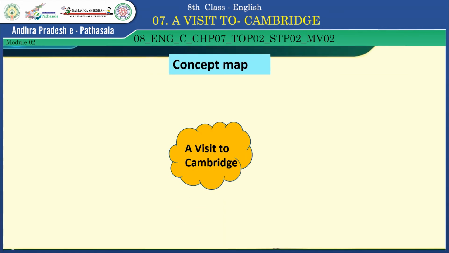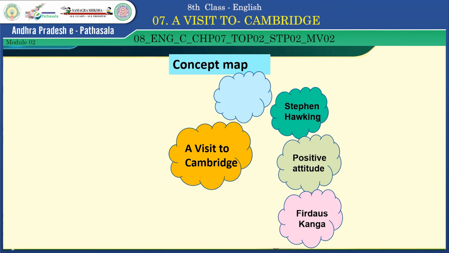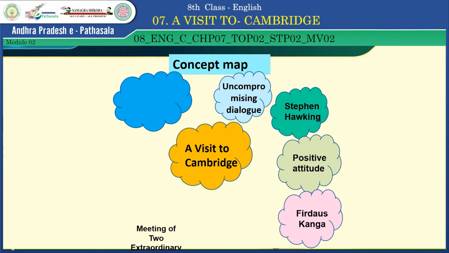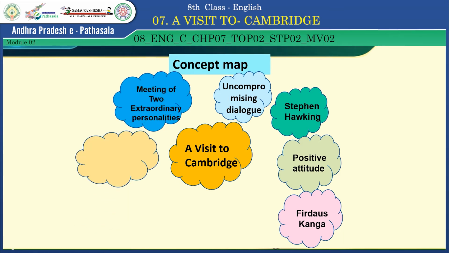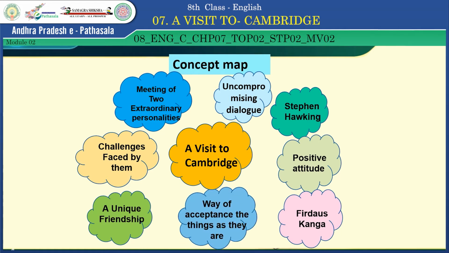A Visit to Cambridge comprises Stephen Hawking, Firdaus Kanga, positive attitude, uncompromising dialogue, meeting of two extraordinary personalities, challenges faced by them, a unique friendship, way of acceptance, the things as they are.